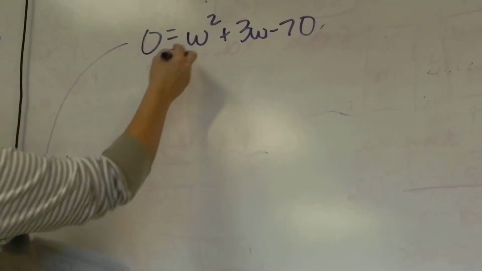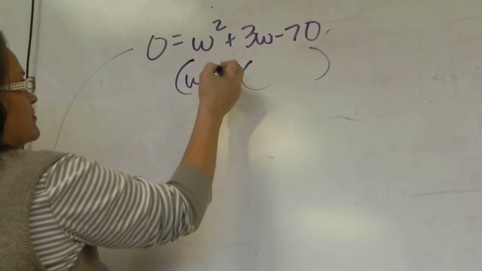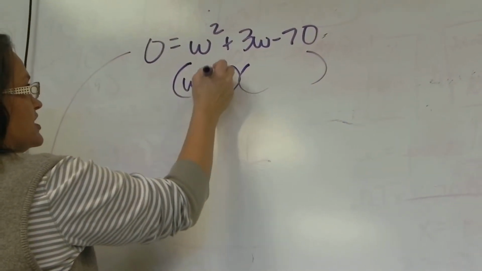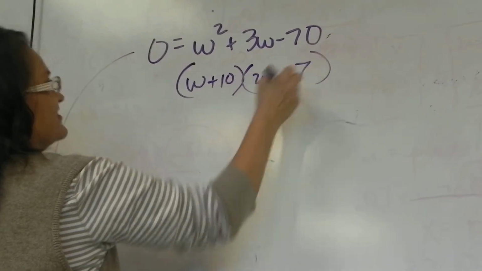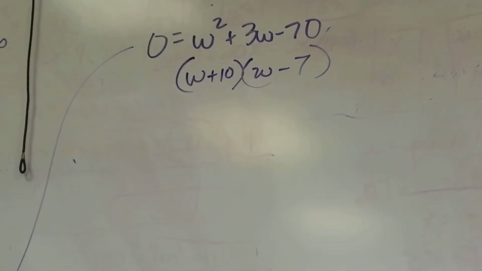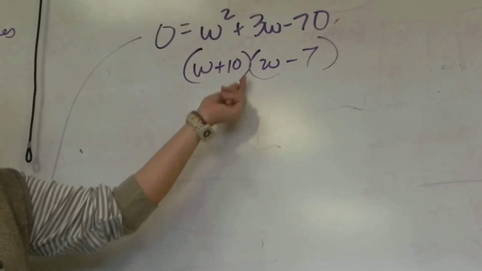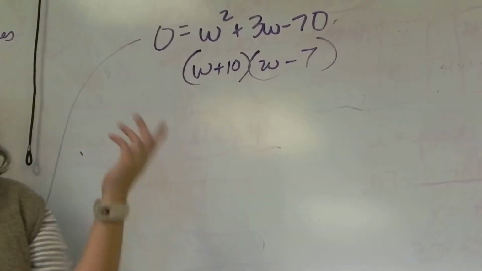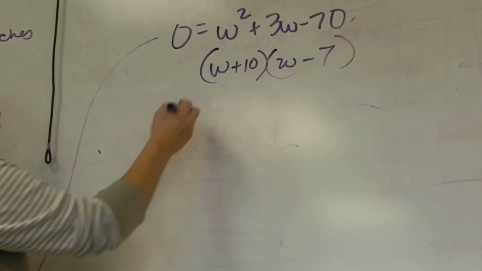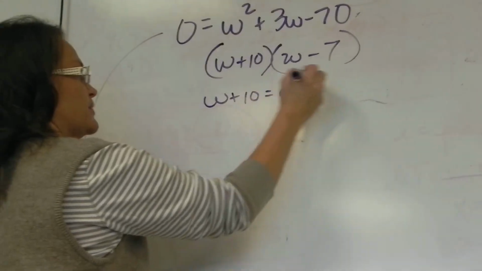If you really like that formula better, just always use the formula, that's fine. But this will factor. It's W plus 10 and W minus 7, right? W plus 10, W minus 7 does work. It gives you the 3W you needed in the middle. Set each part equal to 0 and solve each part.